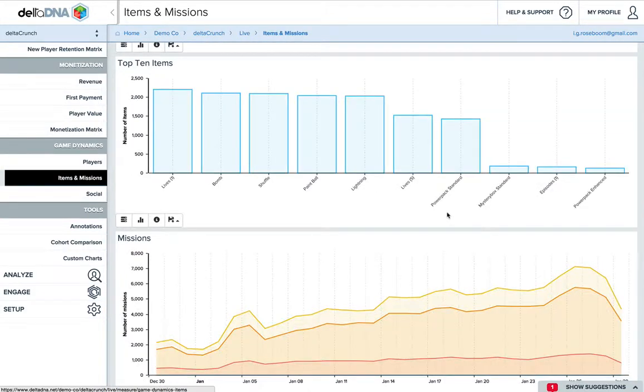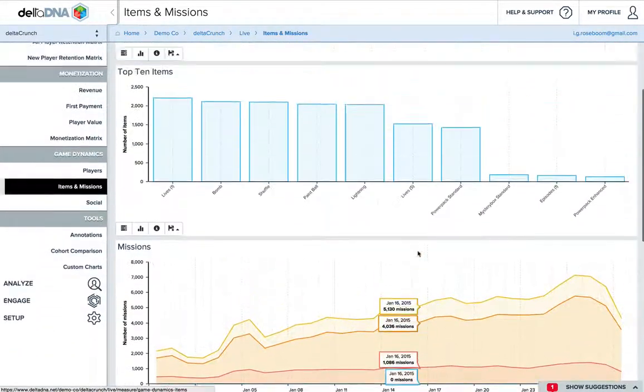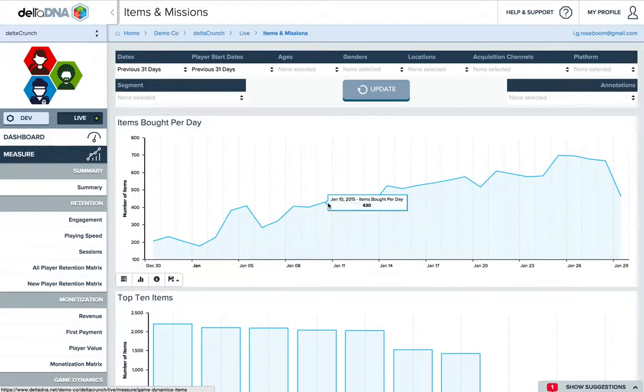We have an items and mission page. This page is slightly dependent on how you configure your events. The items bought chart will tell you how many items people have bought on a day, but this relies on you sending transaction events with the item fields set up. If you put your item transactions in some other event, we won't be able to track them into this chart. So it's important to use the transaction events the way we've templated them to drive this chart.